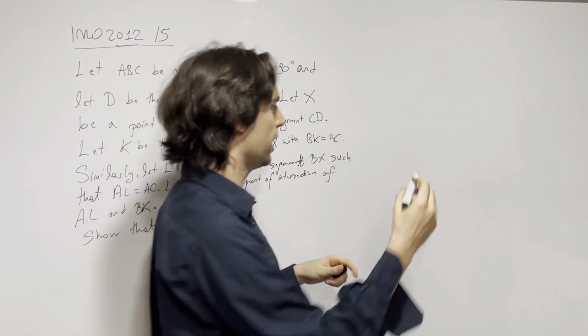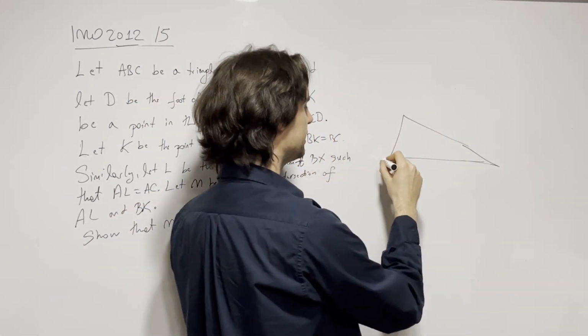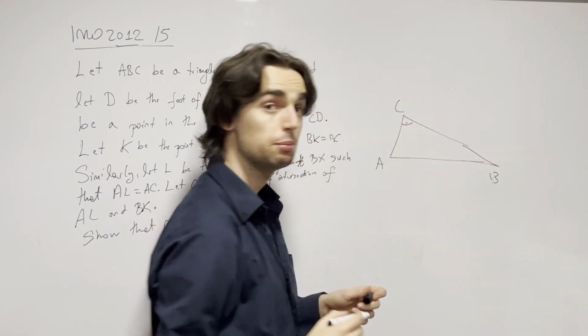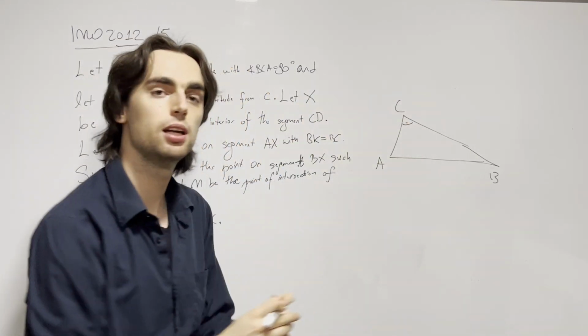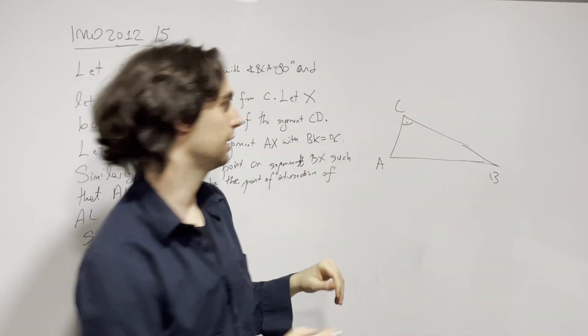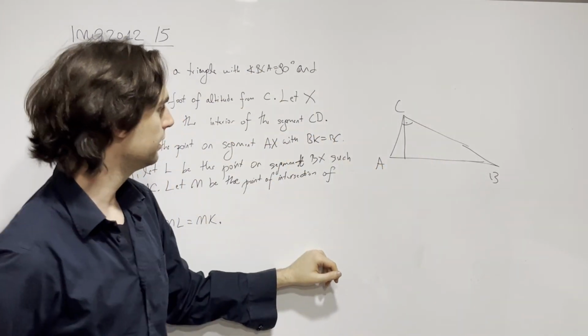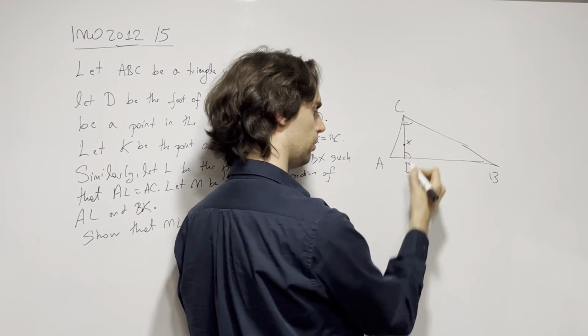Okay, ABC is a triangle, angle BCA is 90. Bam, bam, bam, done. Why is the first diagram very lousy? Because I don't know what the problem looks like. So I first draw a lousy diagram and then I fix it later on. So now X is a point in the interior of the segment CD. D is the foot of the perpendicular. Okay, bam, X.